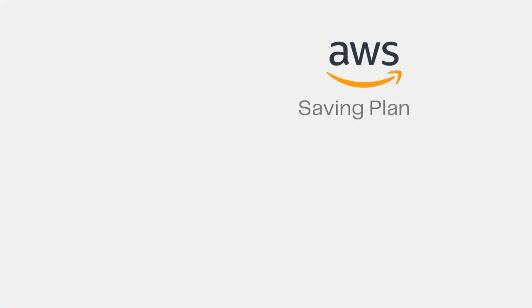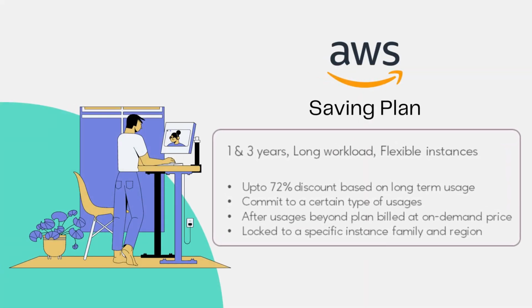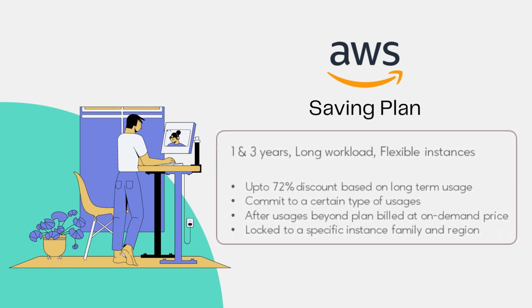Next is Savings Plans, which provide a cost-effective option for long workloads and flexible instance requirements. We can commit to a certain usage level for either 1 year or 3 years, and in return we receive a significant discount of up to 72% on the long-term commitment. It also allows us to optimize cost for our predictable workloads. However, it is important to know that if our usage exceeds the committed amount, any additional usage will be billed at the regular on-demand price.